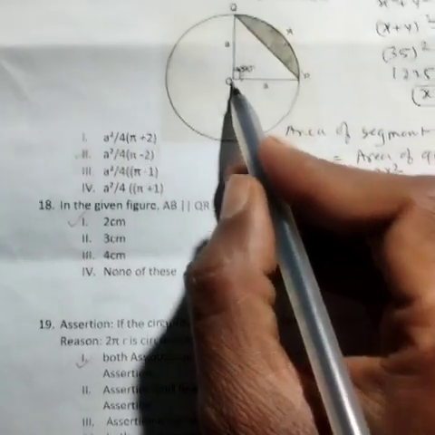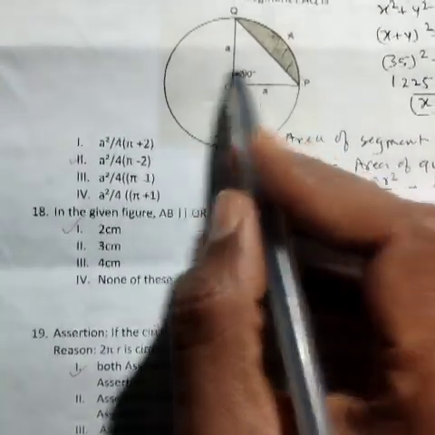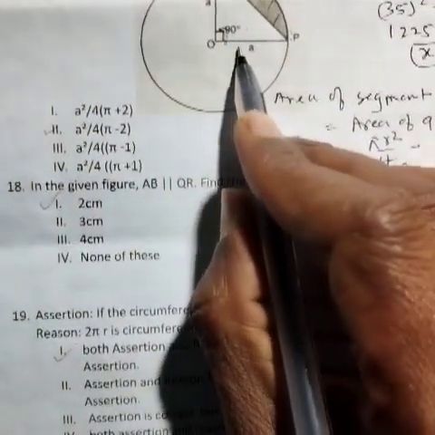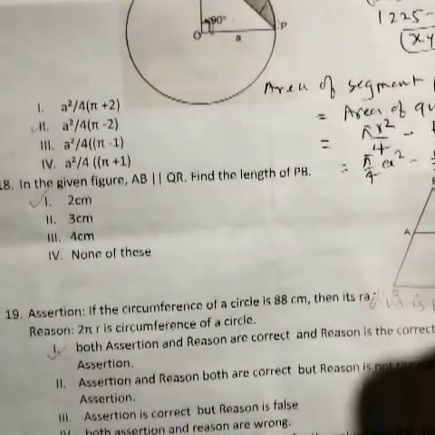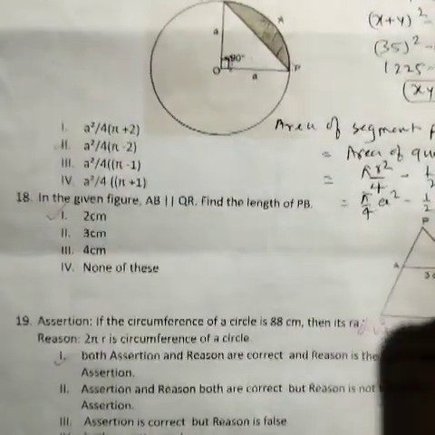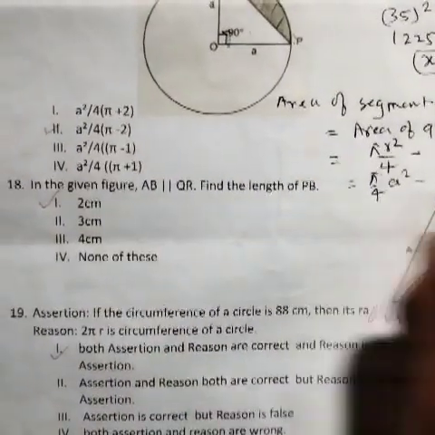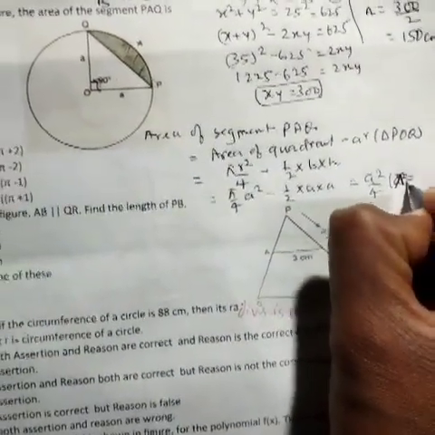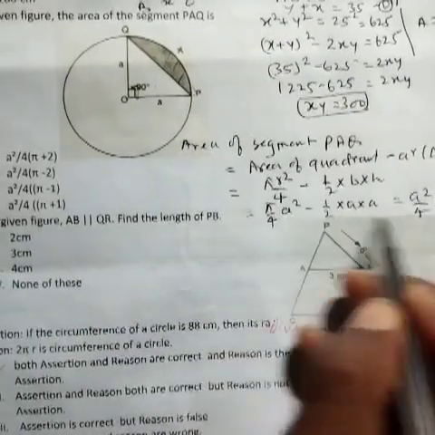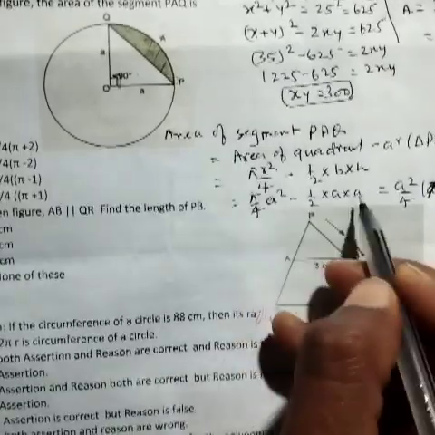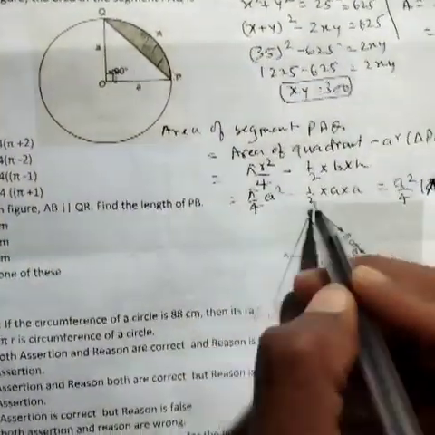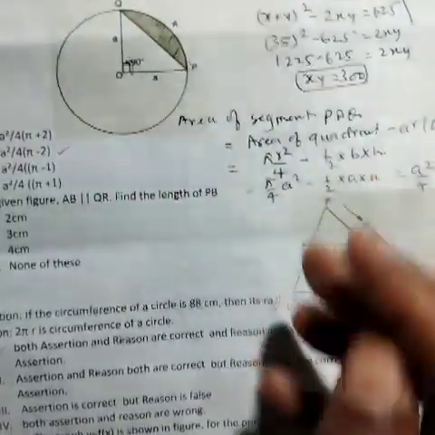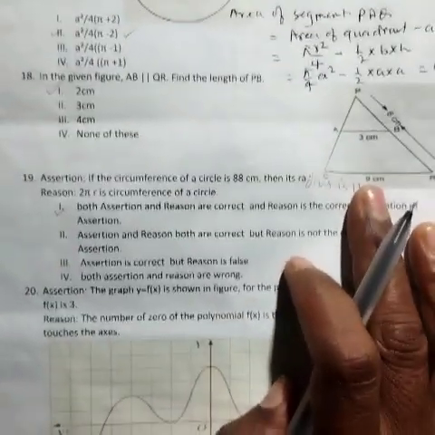The radius, from the center to the boundary, is known as radius, here A, and this also has been given A. So pi by 4 A square minus 1 by 2, base is A into A. Taking A square by 4 common, 1 by 2 becomes 2, and taking LCM, the answer will be A square by 4 into (pi minus 2).